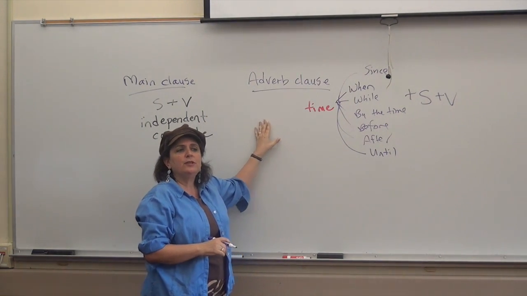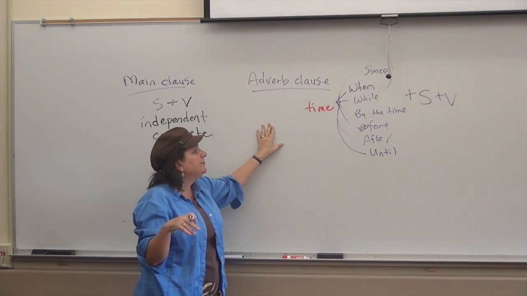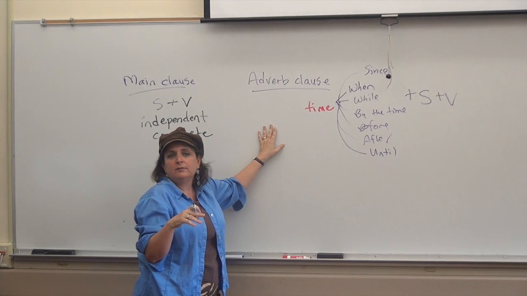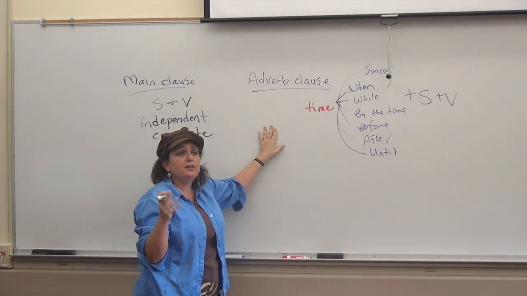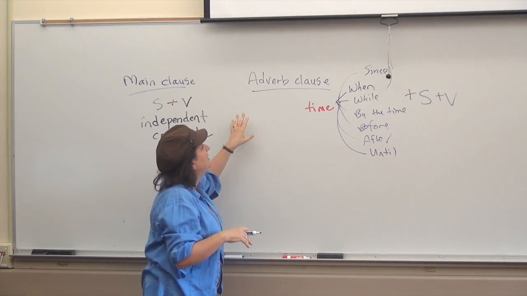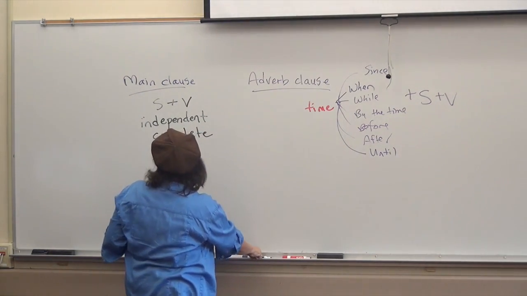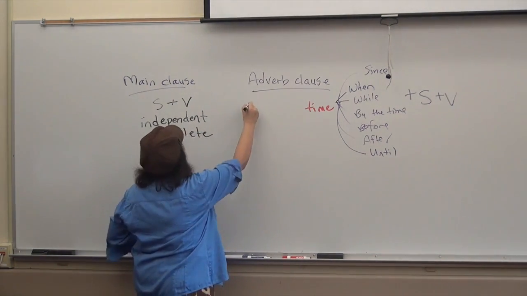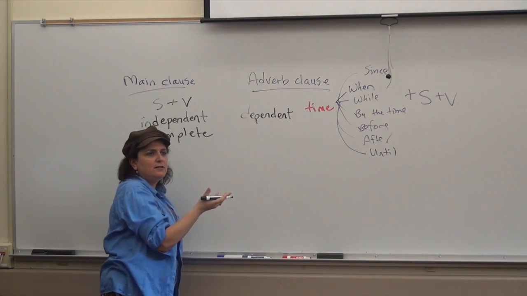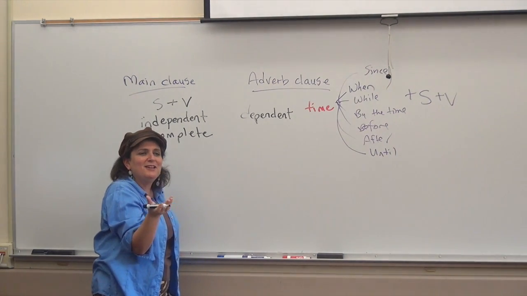Okay? And what else do we know? What are some of the properties, some of the qualities of an adverb clause? Where does it go? In the beginning or the end? Both. Okay? An adverb clause of time, you're right, it's dependent, that's true. It's dependent, what is it dependent on? What does it depend on? Not the situation. The main clause.